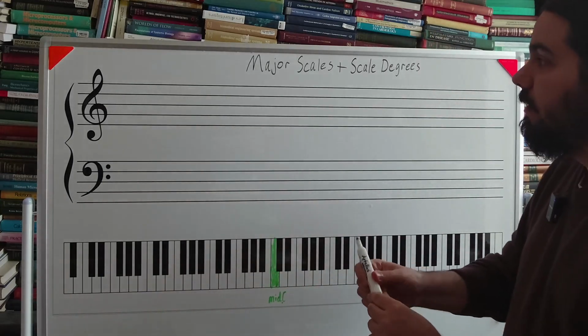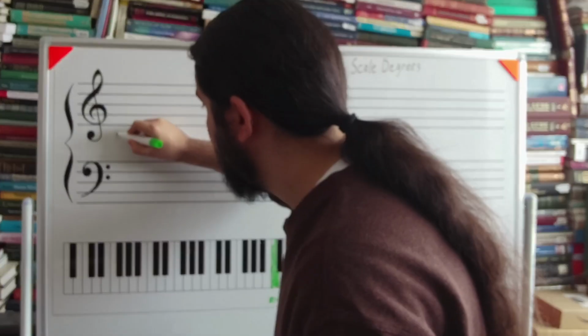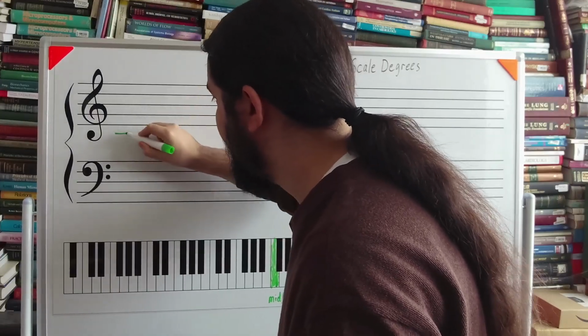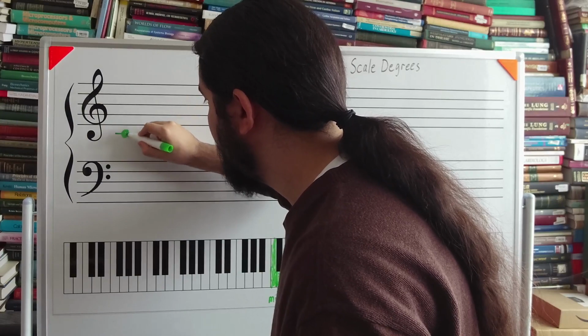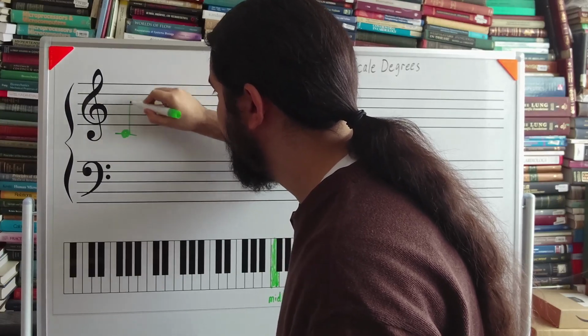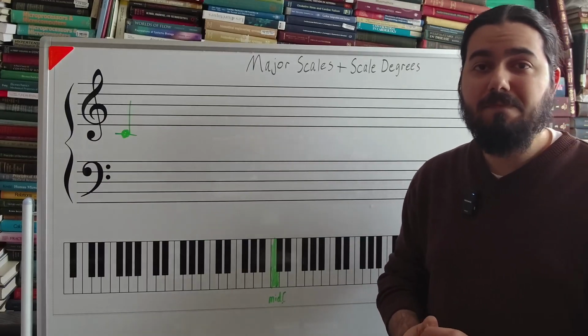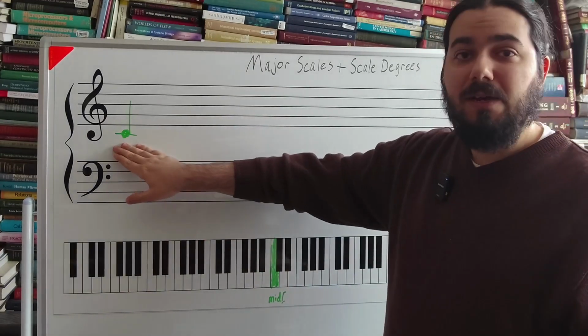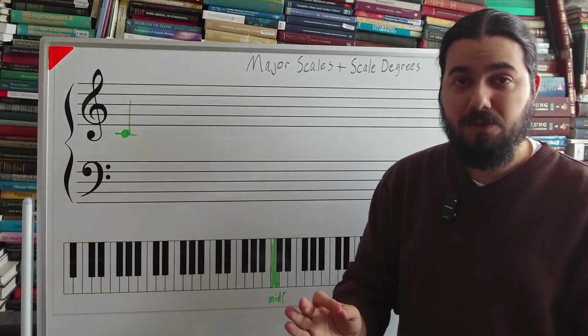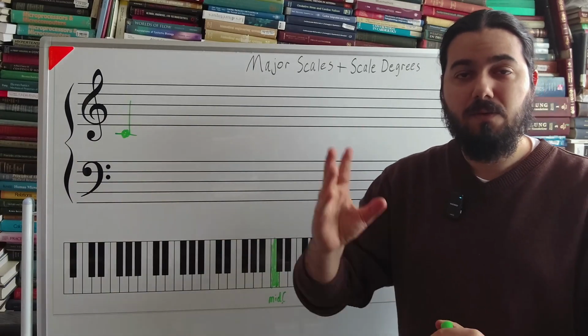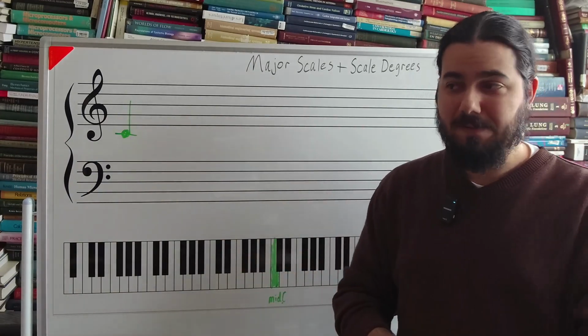Middle C on the staff looks like this. It's on the treble staff, one ledger line below E. We are going to build a major scale based on C. But before we do that, I need to briefly discuss what half steps and whole steps are.